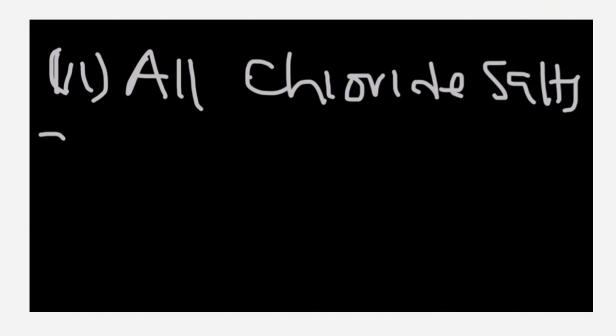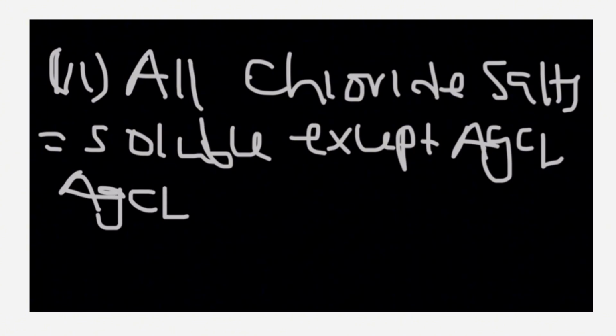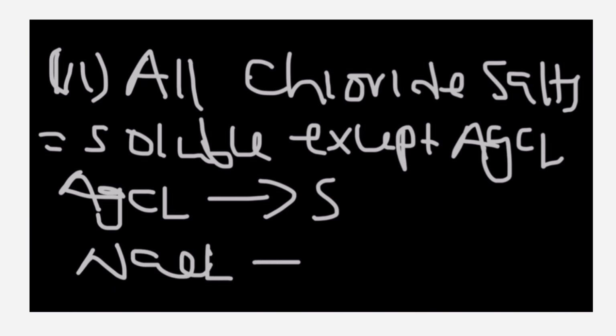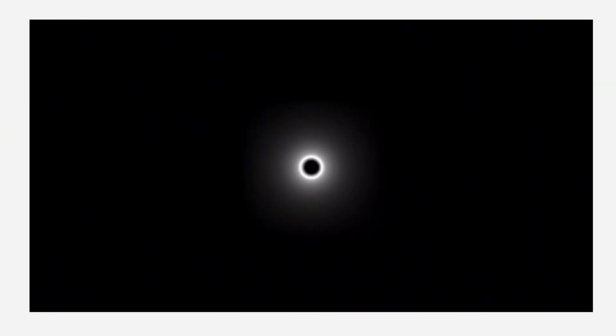From the third solubility rule, we also understand that all chloride salts are soluble except silver chloride. So if we are given silver chloride, this would exist in a solid state because it is insoluble, while sodium chloride will exist in aqua state since it is soluble. Only silver chloride will be insoluble. Magnesium chloride will also be what? A soluble salt and it always exists in aqua state.